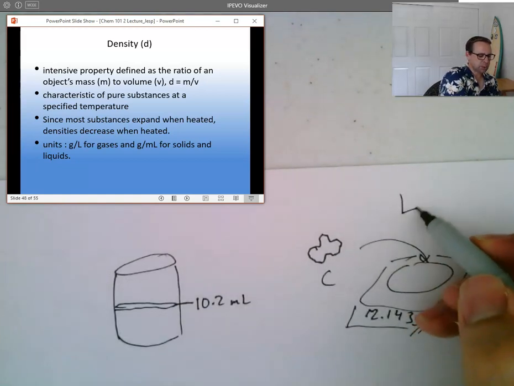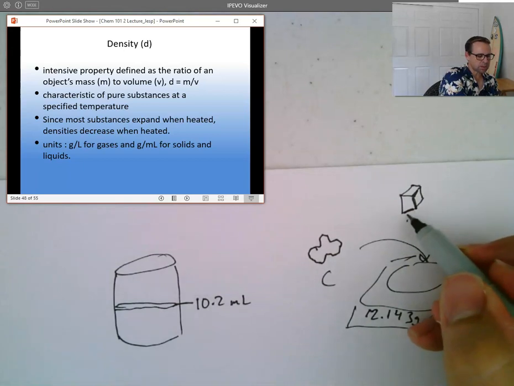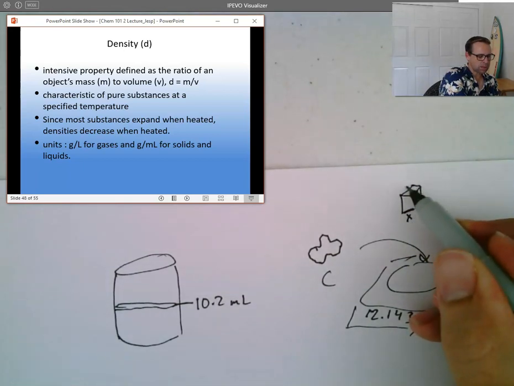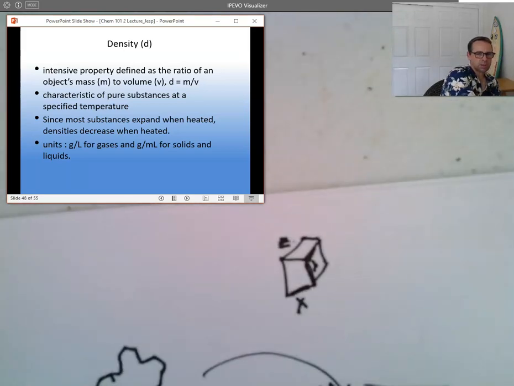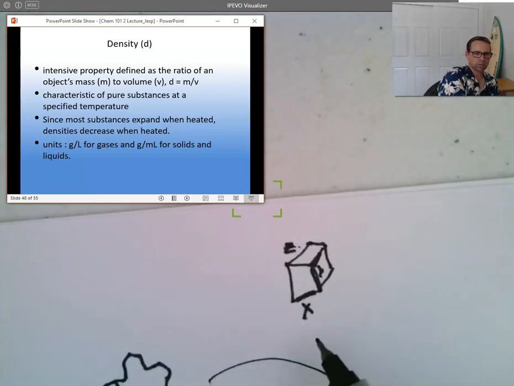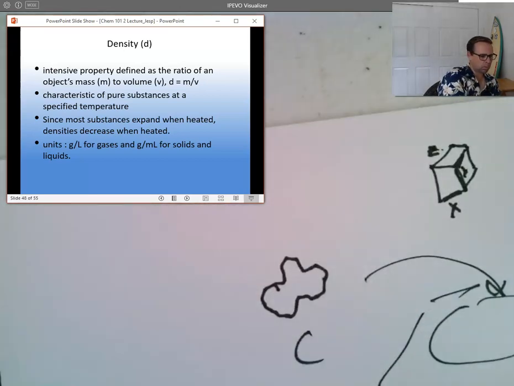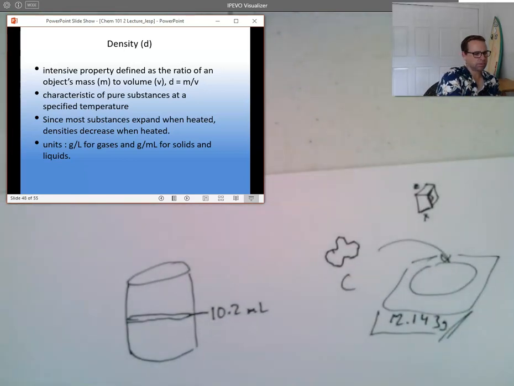If it was a nice, perfect cube or something like that, I could take the height times the width times the depth, right? X, Y, and Z here. That's how you find the volume of something. And then I could find its volume. That would be something you could do. But when it's all weird shaped like that, it's hard to find the volume of it. But there's a little trick we can do.